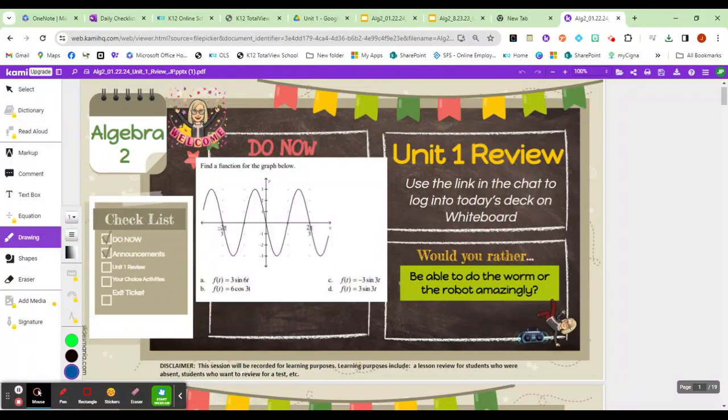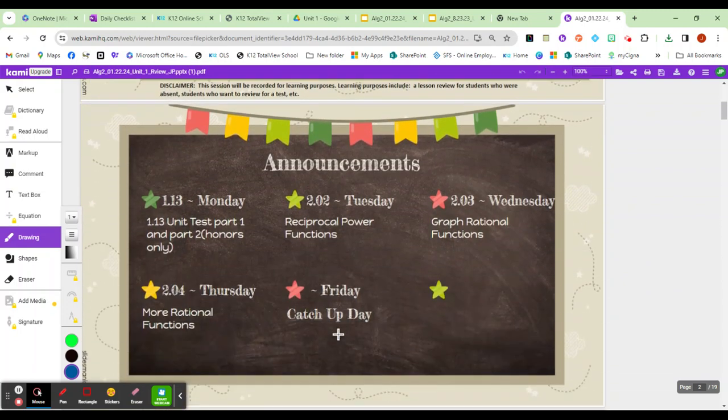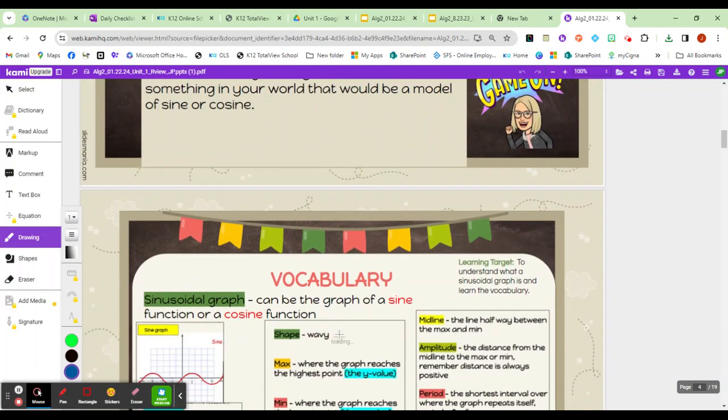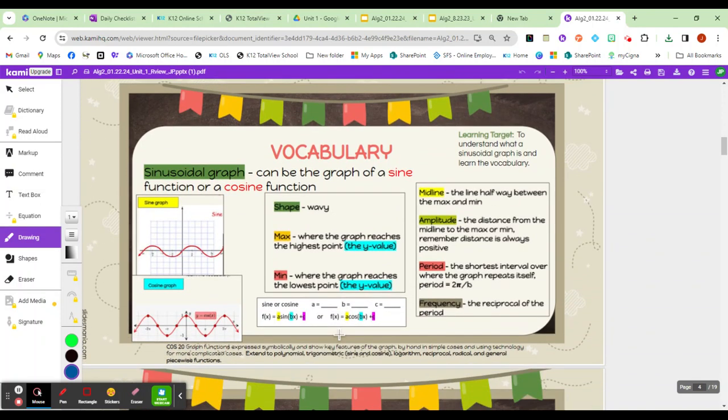Morning, students. This is a Unit 1 review for second semester Algebra 2. This is the deck that I used the day of Class Connect. So I'm just going to scroll through the announcements and start with a vocabulary slide.